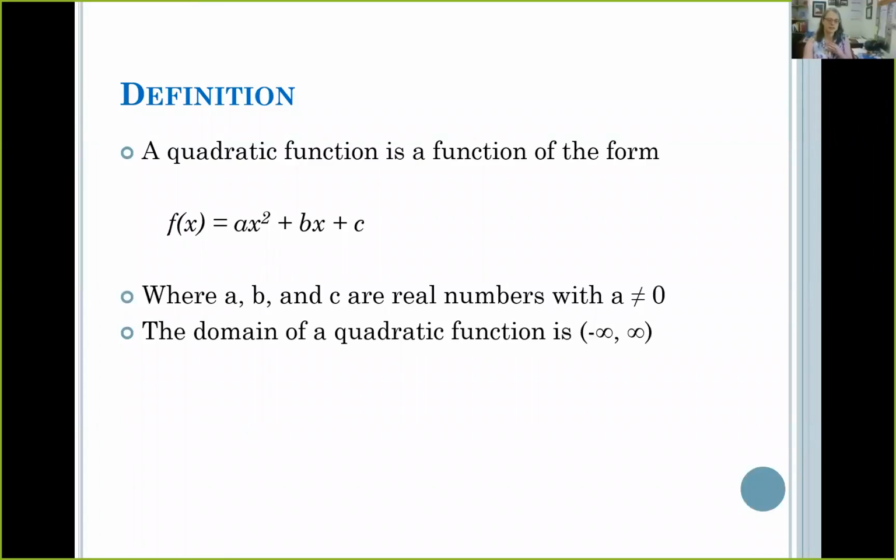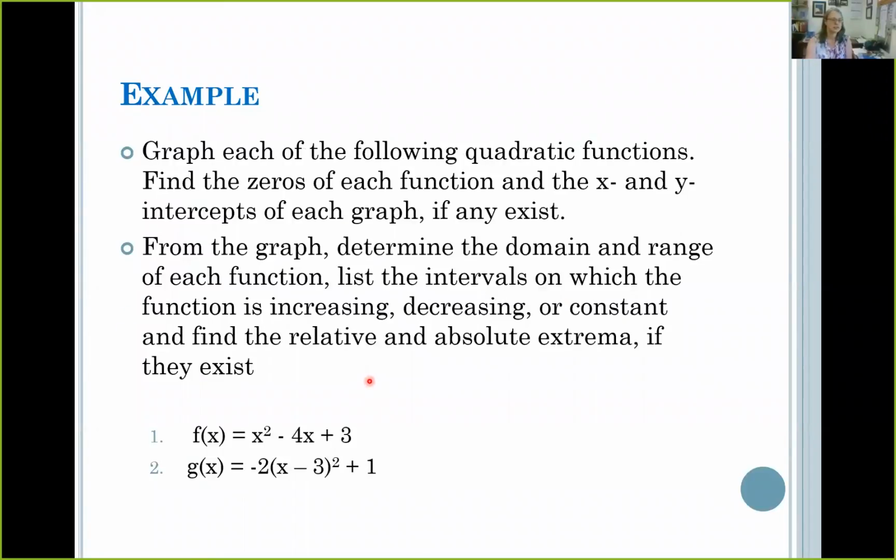So a quadratic function is one that has the form, or can be written in the form, f of x equals ax squared plus bx plus c. So the diagnostic here is the 2 on the exponent. The exponent of 2 tells you you've got a quadratic function. Quadratic functions are pretty slick. Their domains are all real numbers. We can graph these. We're going to find their zeros, and we're going to find their zeros pretty quick and dirty from the graph.